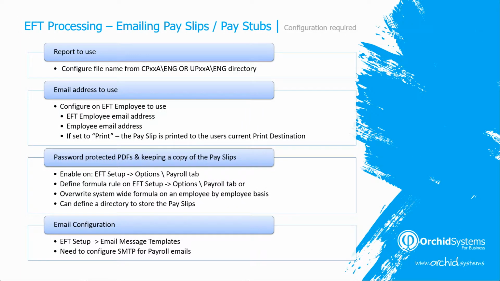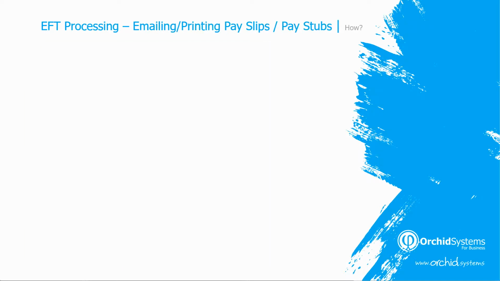We have seen where to configure the crystal report for the payslip, how to configure the email address or if the employee wants a printed copy, how to password protect the PDFs and where to define the directory if you want to keep a copy of the payslips, and where to do the email configuration. Now we're going to look at how to generate the payslips.